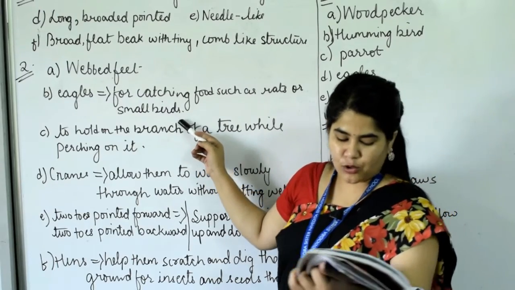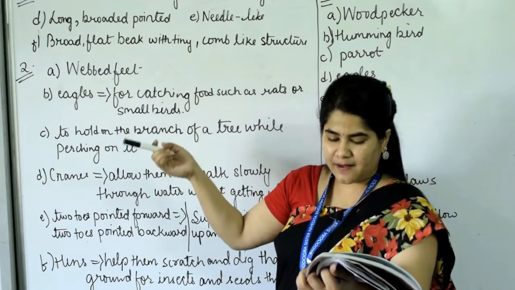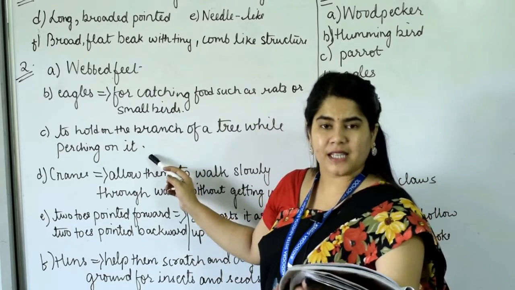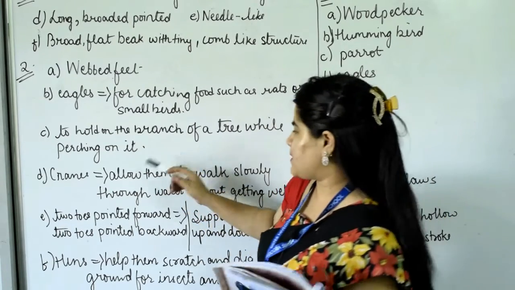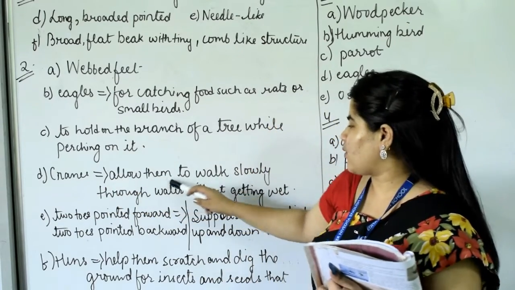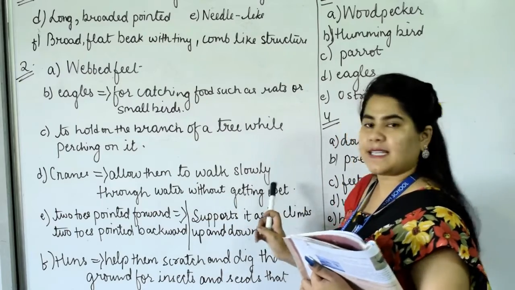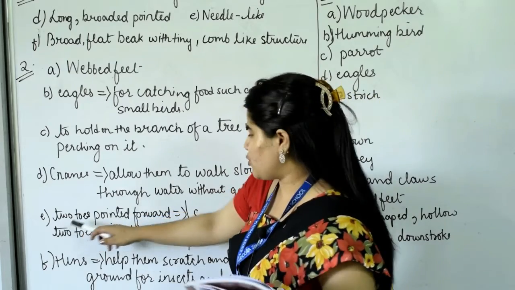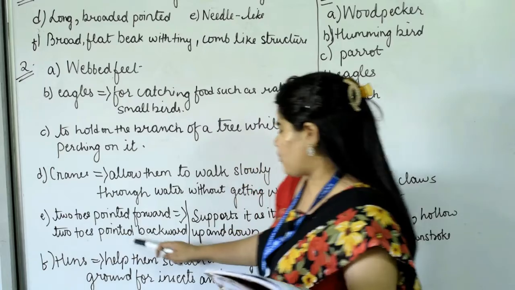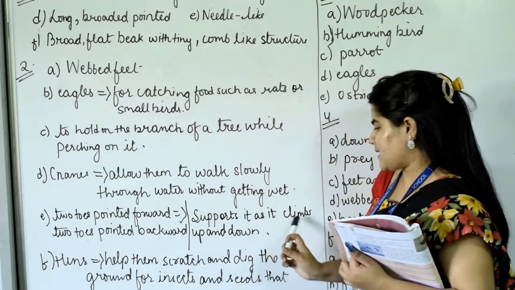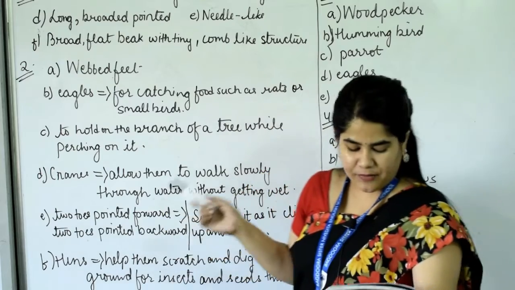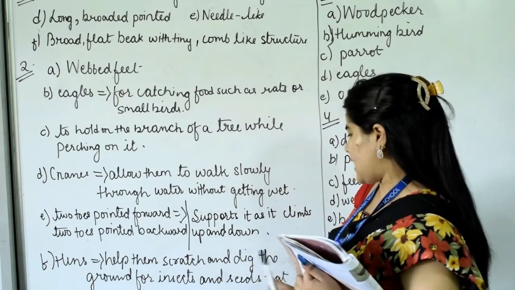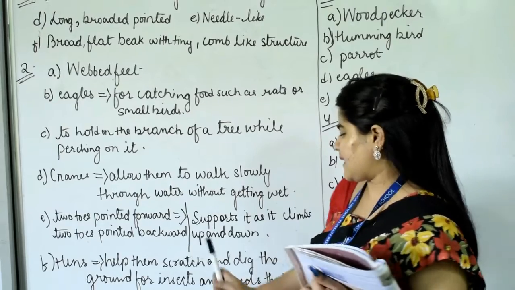Number C, bird is crow, type of feet is 3 toes in front and 1 at the back, and how it helps, to hold on the branch of a tree while perching on it. Number D, the bird is crane, and how it helps, allow them to walk slowly through water without getting wet. And number E is woodpecker, type of feet is 2 toes pointed forward and 2 toes pointed backward, and how it helps, support it as it climbs up and down, okay. And F is bird is hen, and how it helps, them scratch and dig the ground for insects and seeds that they eat, okay.